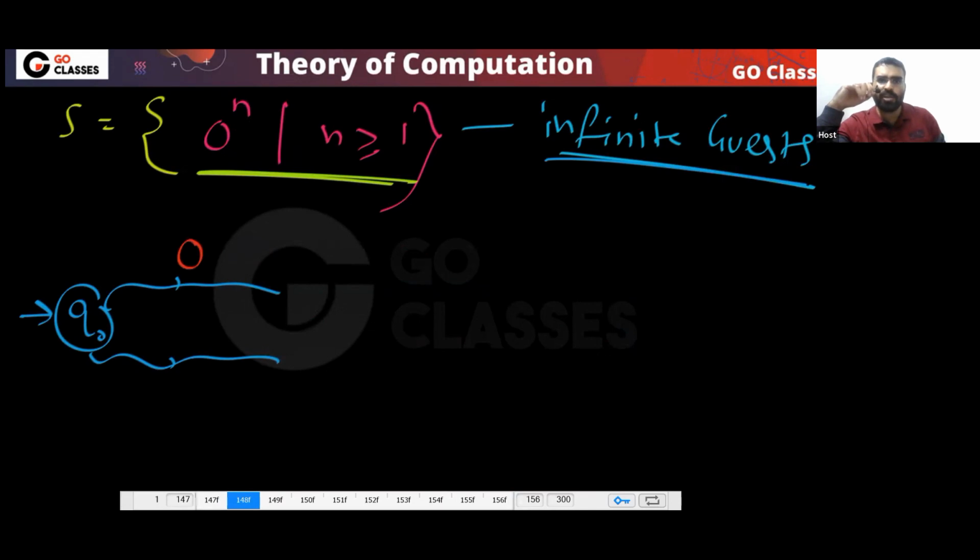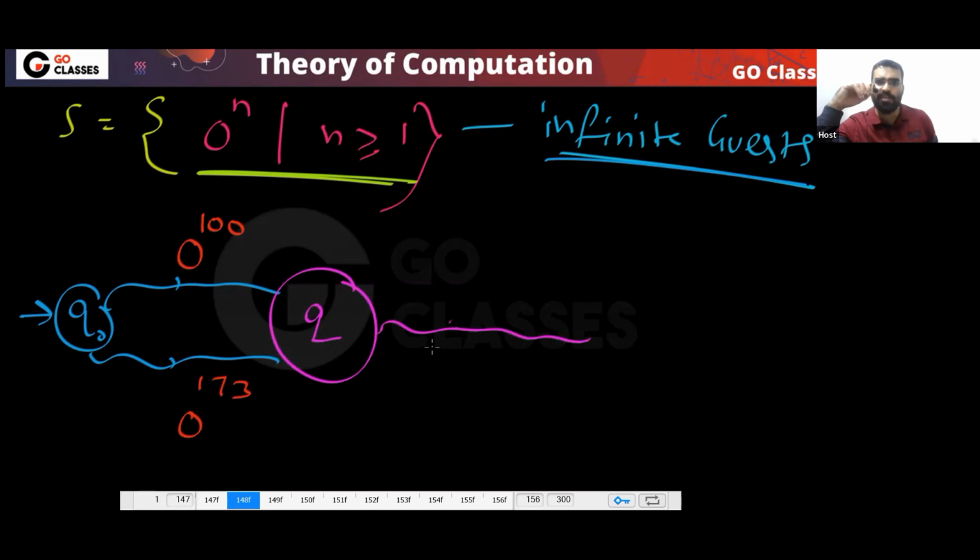For example, let me take 0 power 100 and 0 power 170 or maybe 173. Okay, so these are going to the same state, because at least two of them will go to the same state. You know, at least two of them will go to the same state.